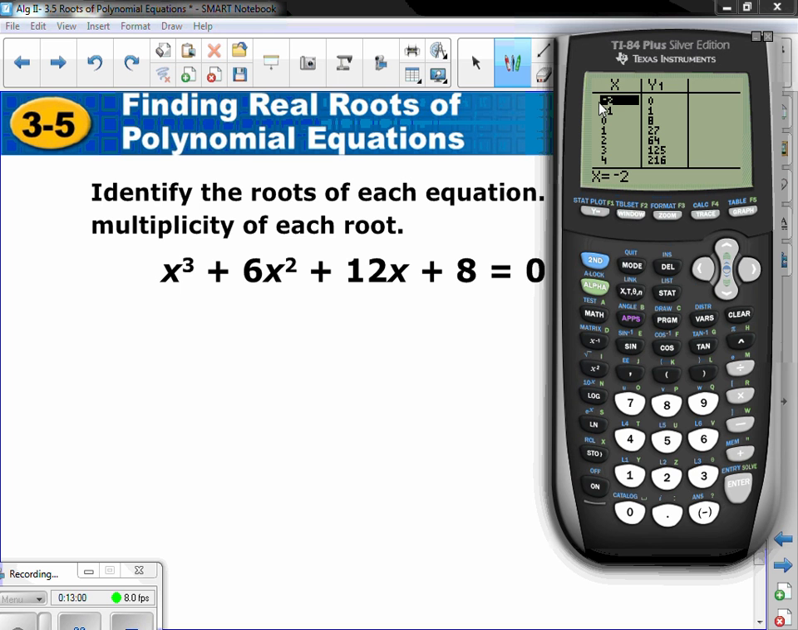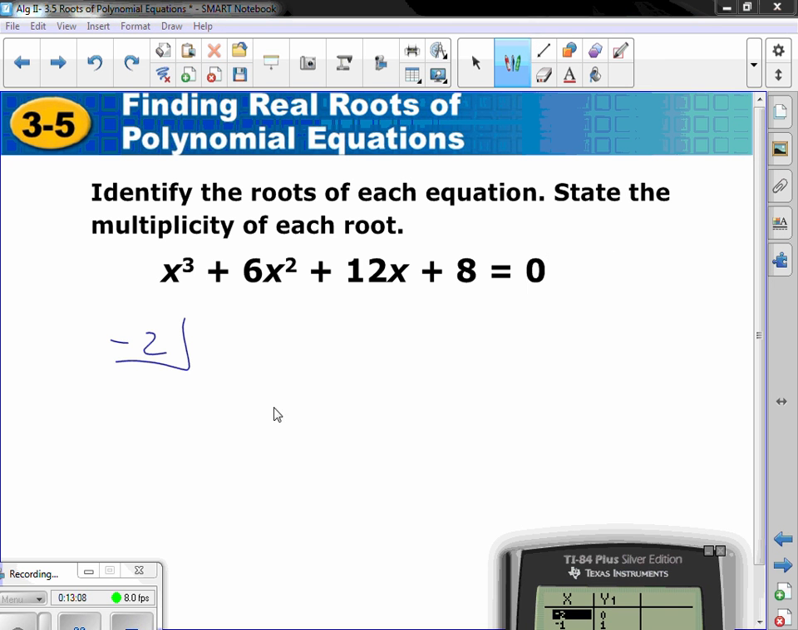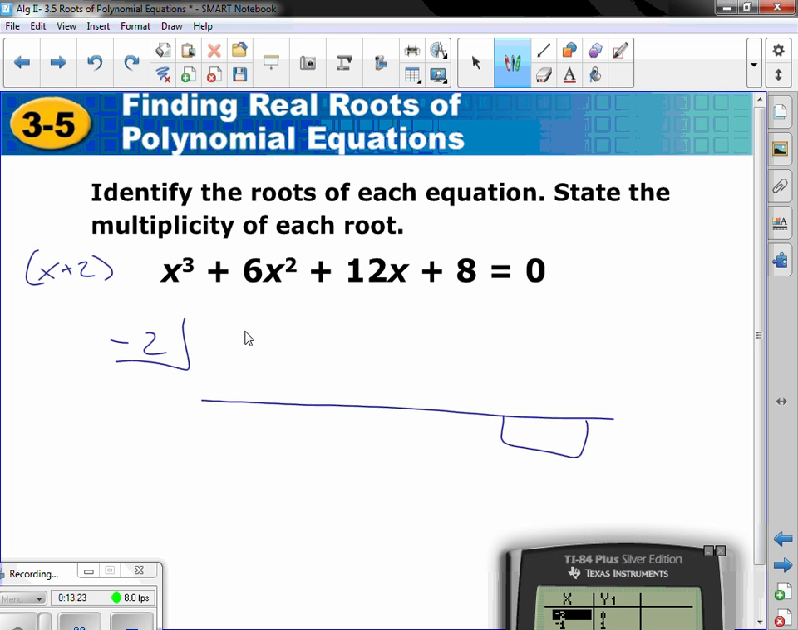It hits 0 at negative 2. So I'm going to take negative 2 and use synthetic division to help me out. The 0 is negative 2. If I were to write it in parentheses, it'd be x plus 2. All right? So 1, 6, 12, 8.